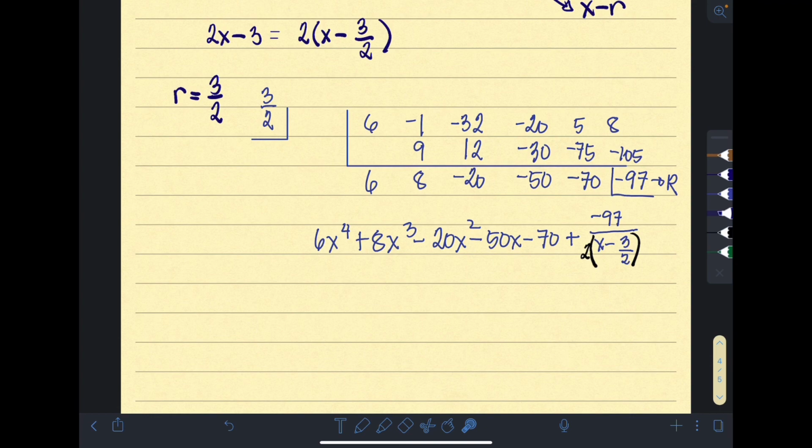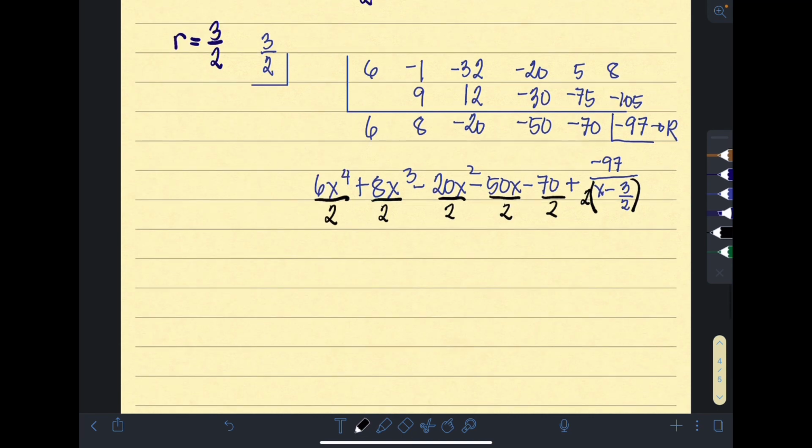And since we added 2 in the denominator, you also need to add 2 to all the terms in our answer. So you have a denominator of 2 in each of the terms to make our expression balanced. Okay, so what is now our final answer?